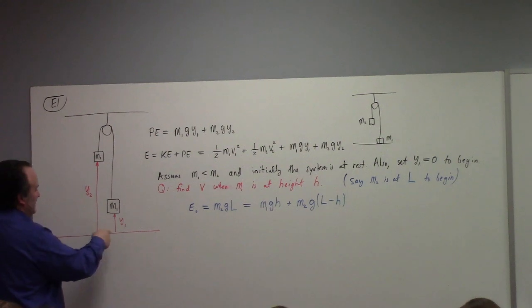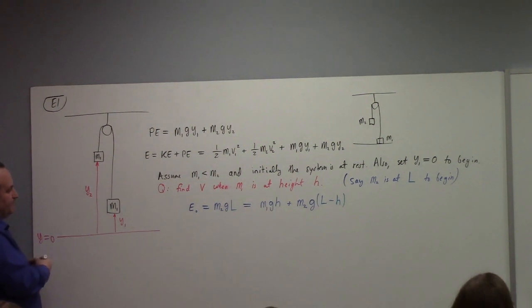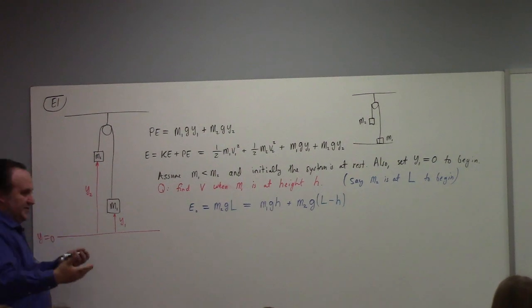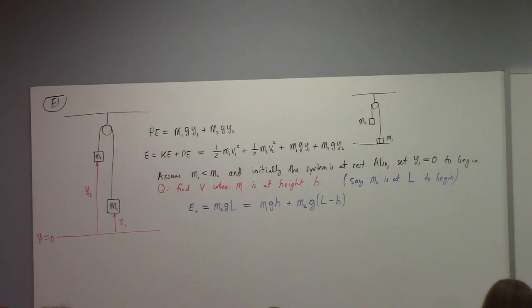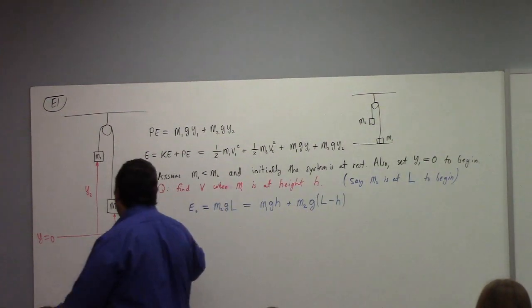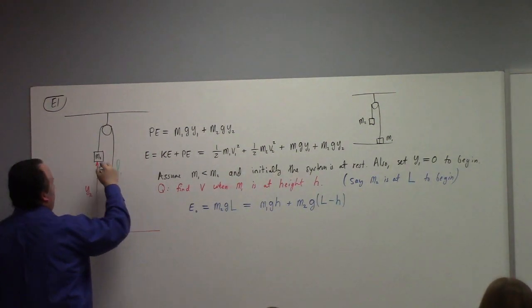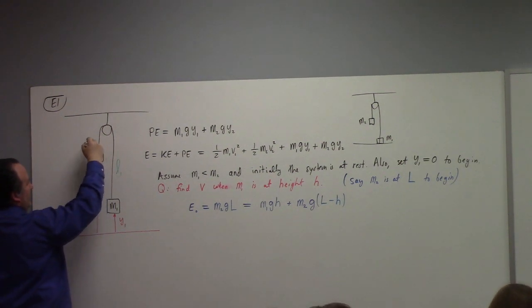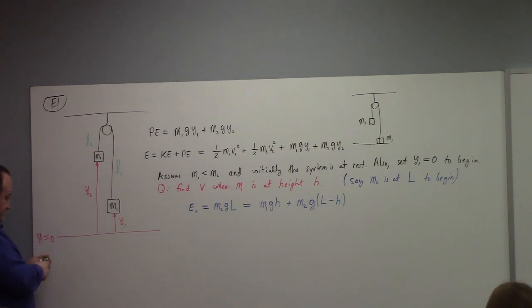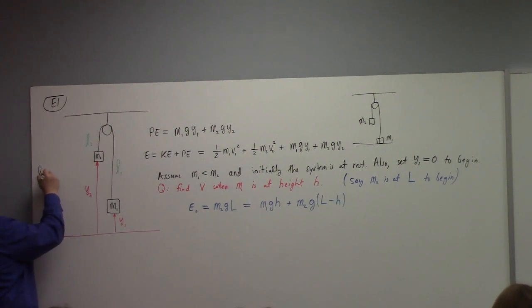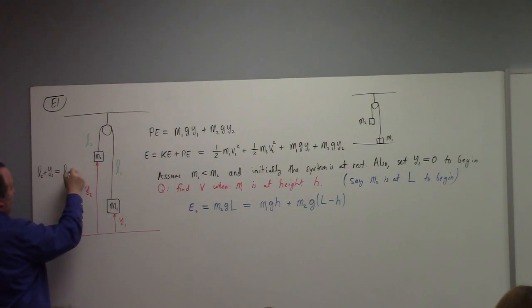What would be Y2 minus Y1? Let me introduce yet some more letters. If you don't see it already, maybe this will help you. Let's call the length of string that's above M1 and below the pulley L1. And let's call the length of the string which is above M2 and below the pulley L2, right? We should have what equation? Yeah, I heard L2 plus Y2 is equal to L1 plus Y1, right?